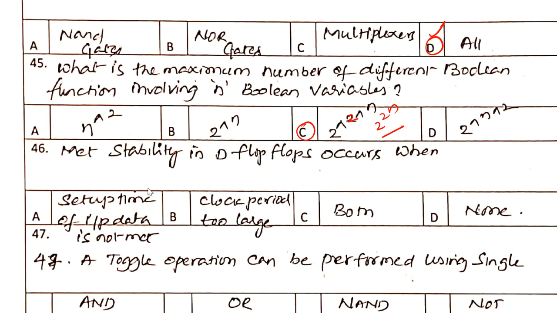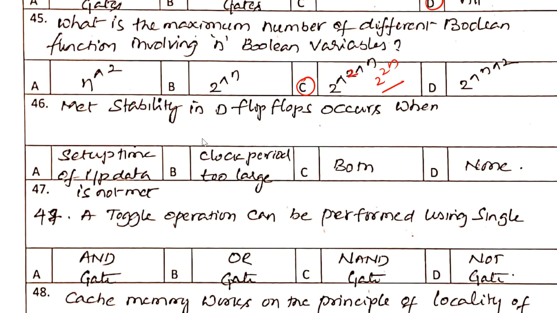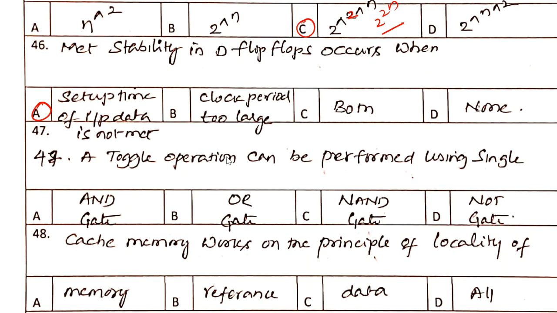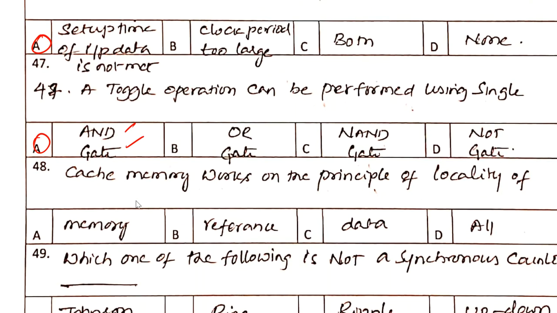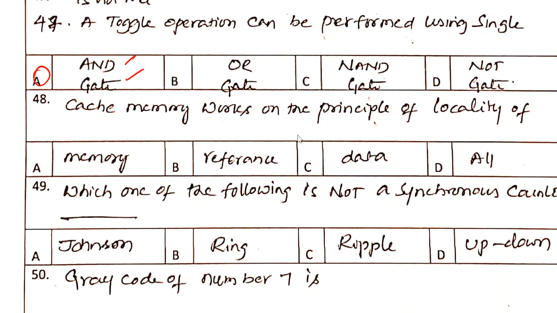Okay, next, metastability in D flip flops occurs when? The options are: setup time of the input data is not met, clock period too large, both. So the correct answer is setup time of the input data is not met. Next one, 47th question, a toggle operation can be performed by using a single dash: AND gate, OR gate, NAND gate, NOT gate. Okay, the answer is AND gate. Okay, next one, caching memory works on the principle of locality of: memory, reference, data, all. So it works on the locality of reference.